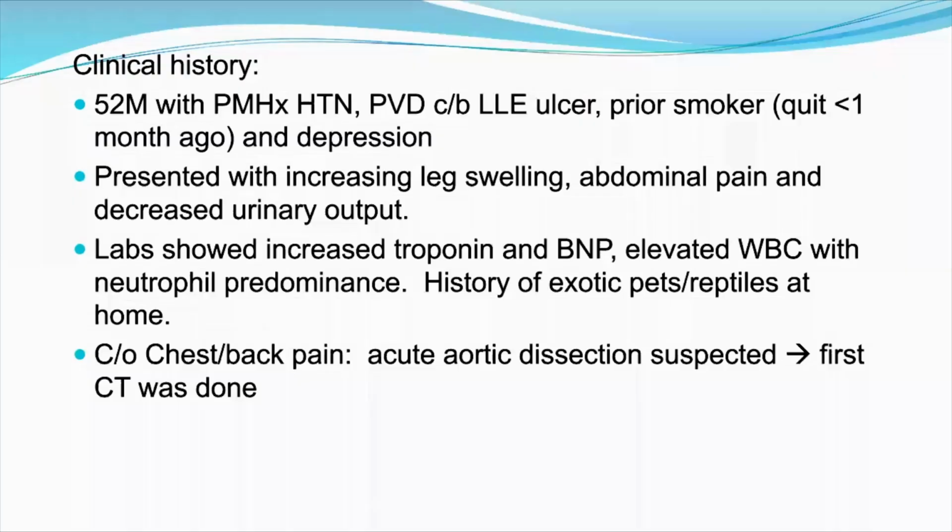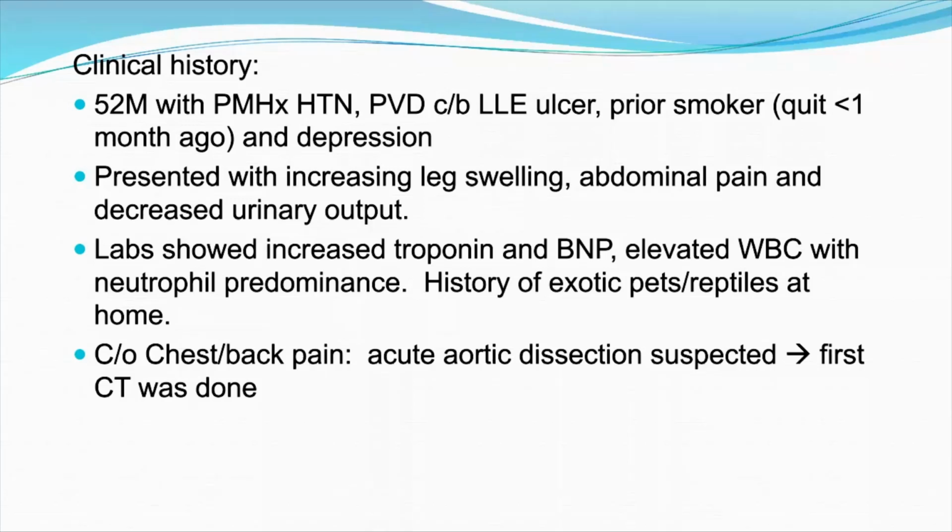So the present case is a 52-year-old male with a history of hypertension. He had a history of peripheral vascular disease with ulcers in the lower limb. He was a prior smoker. He presented with increasing swelling, abdominal pain, and decreased urinary output. His labs showed increased troponin and B-type natriuretic peptide, with elevated WBC, neutrophil predominance. He also has a history of exotic pets and reptiles at home.